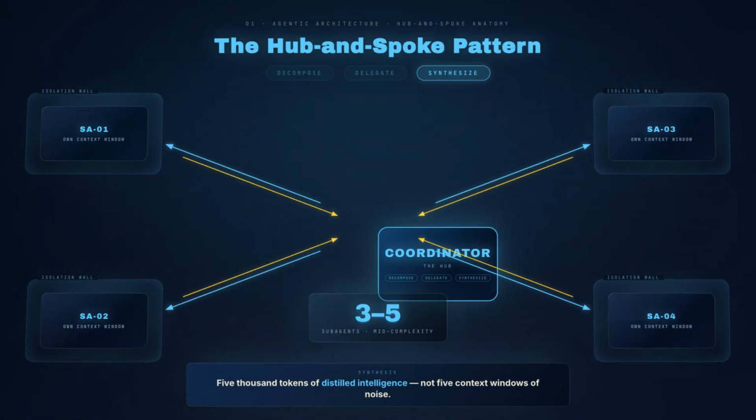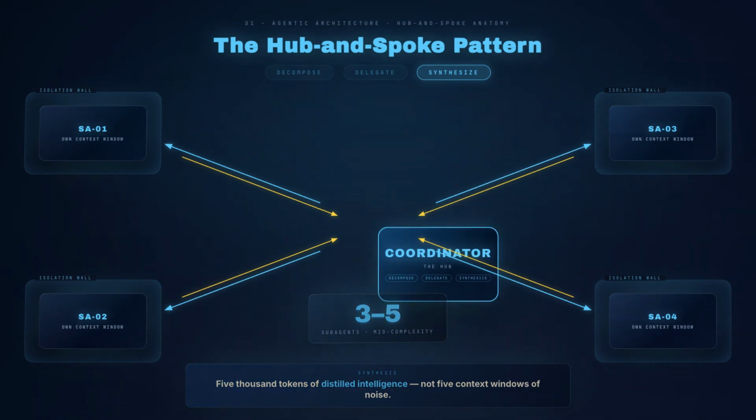For mid-complexity research queries, the lead agent typically spawns 3 to 5 subagents in parallel. For simple tasks, 1 agent. For complex research, 10 or more. The coordinator decides the count based on task complexity. On the exam, the coordinator's role is decompose, delegate, synthesize, not execute. That distinction appears directly in the questions.